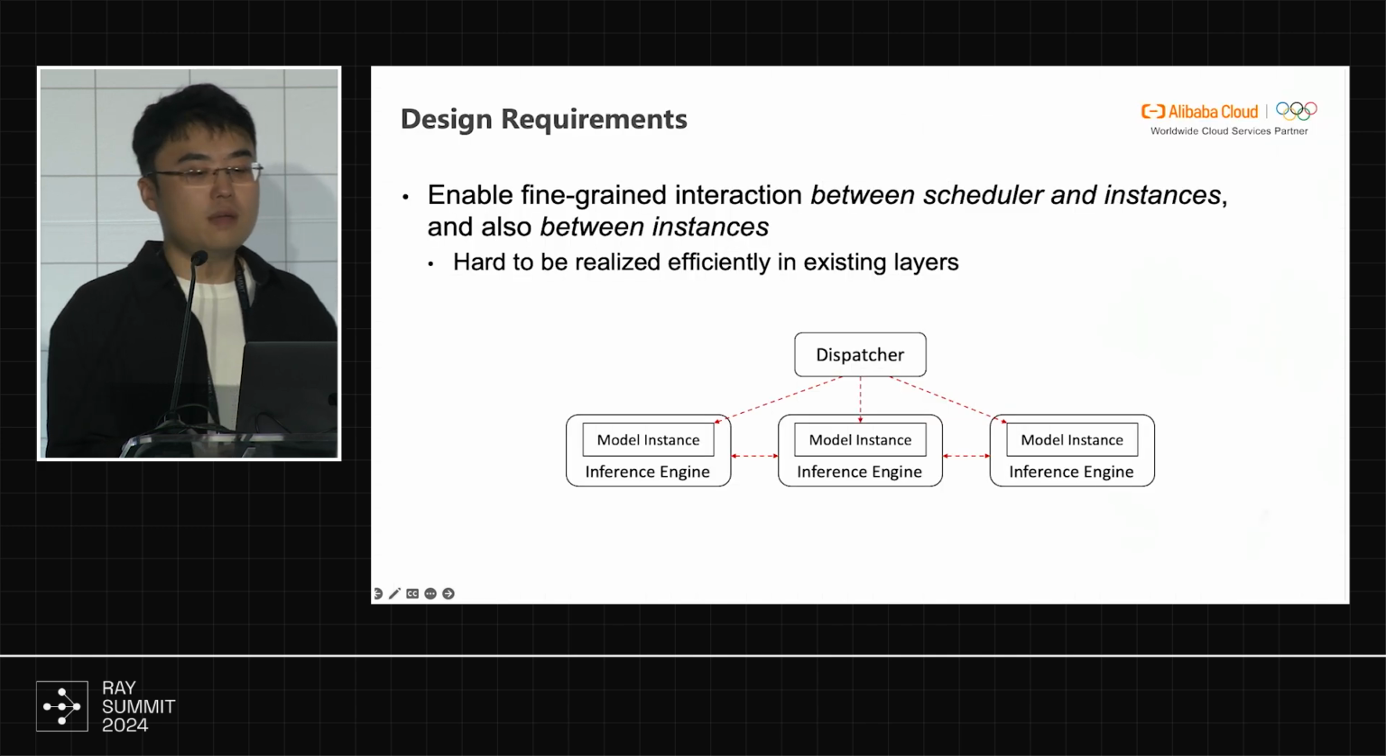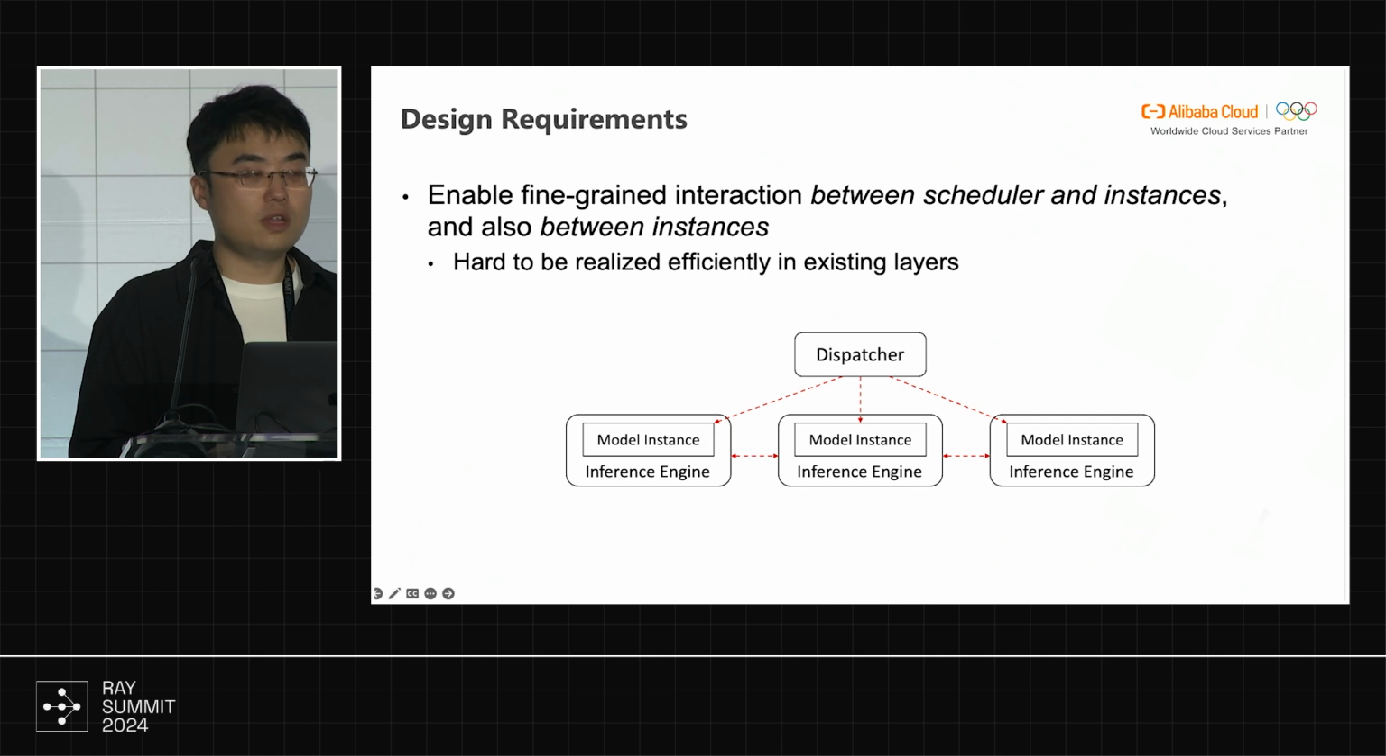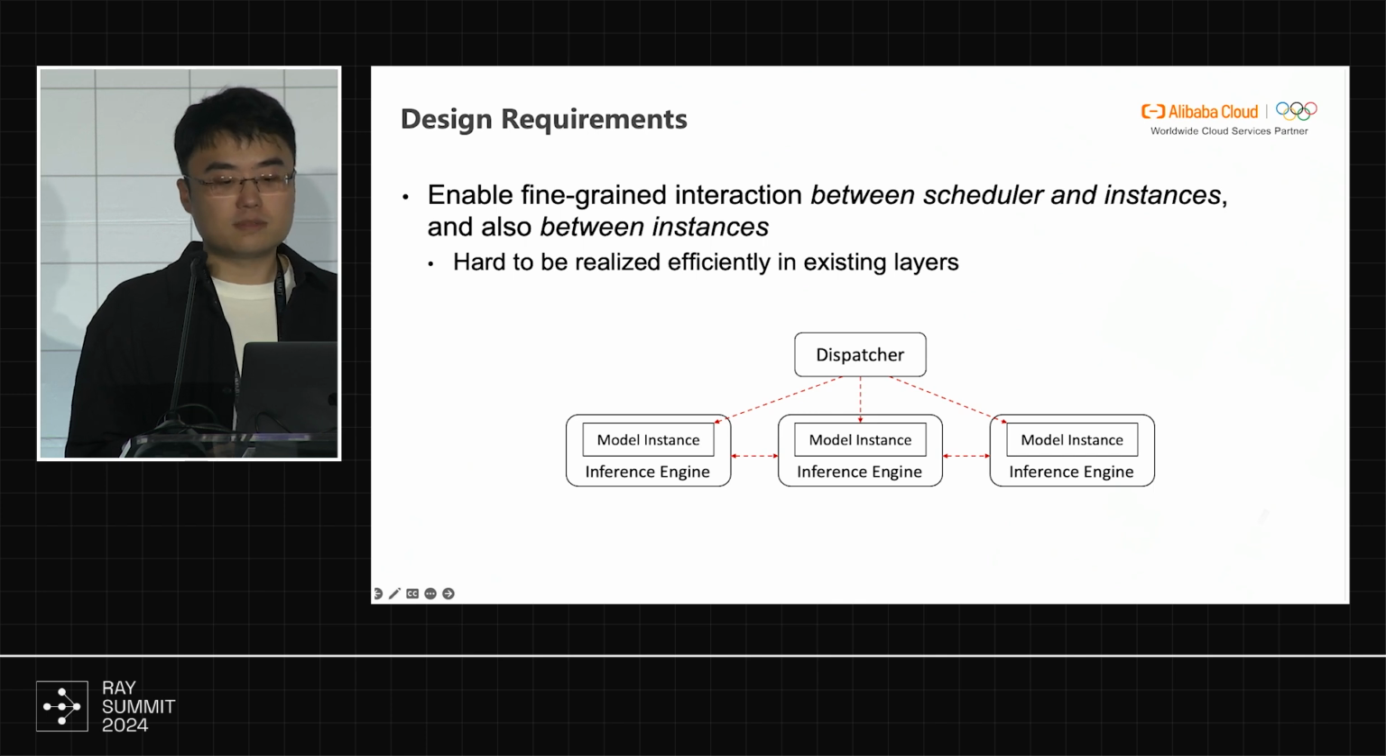The key requirement in implementing Llumnix is to enable fine-grained interaction between the scheduler and the instances, and also interaction between each instance. The scheduler does not only need to dispatch requests, but it also needs other advanced interfaces from the engines, like migrating requests or querying the instance loads as defined by our scheduling policy. For the instances, they also need the ability to talk to each other to enable migration.